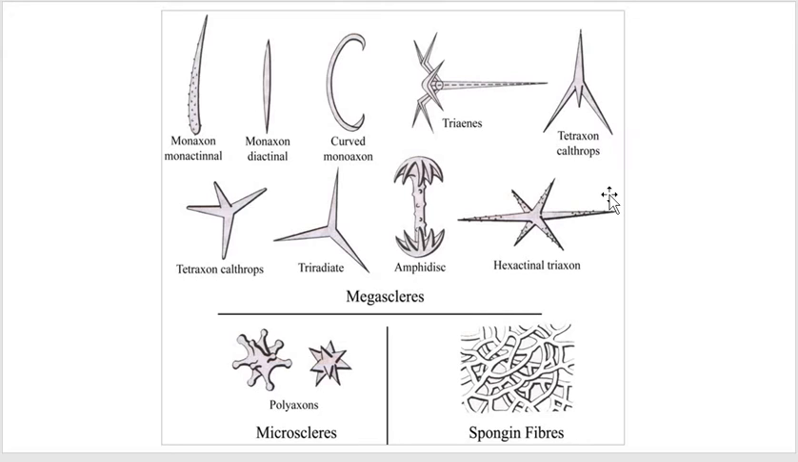Now tetraxon can again be classified further into types such as Trinis, Calthrops, Triradiate and Amphidisc. Now the first one, that is Trinis. Trinis have 1 out of 4 rays, and such a ray is longer than the other 3. Right, you can see in the diagram what it is. They have 1 out of the 4 rays longer than the other 3.